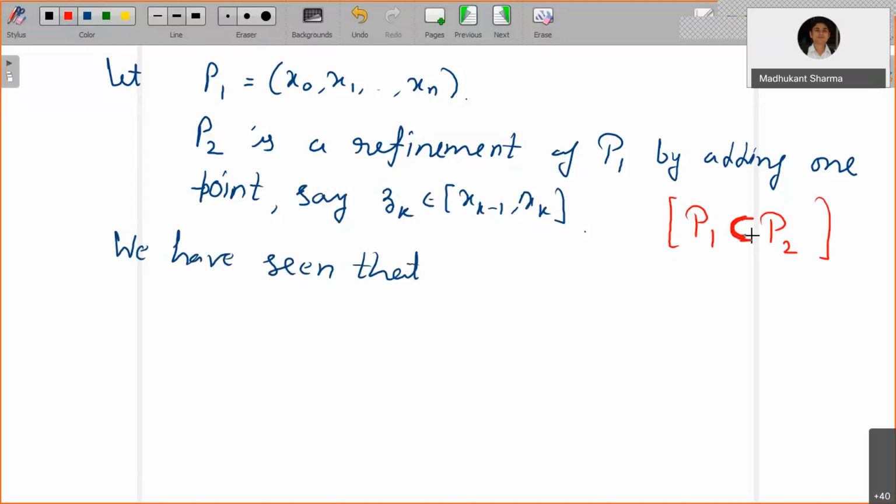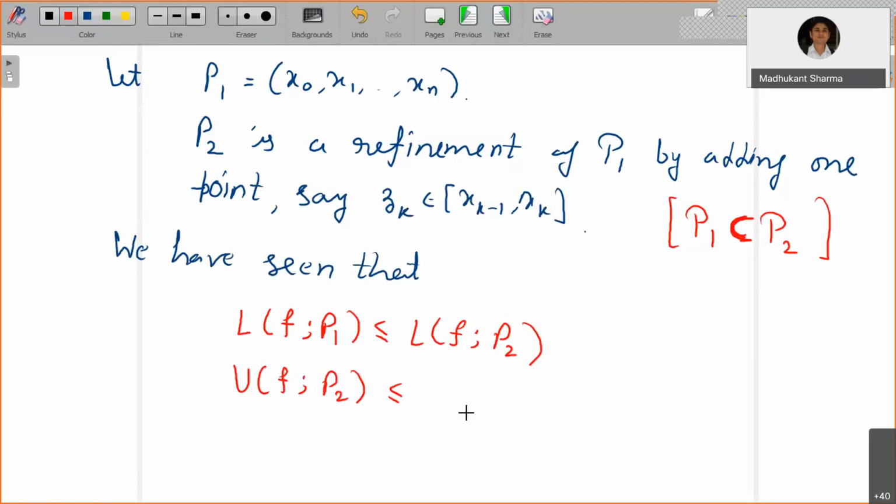Okay, right. So we have seen that once you add one more point, the lower sum will increase to L(f,P2), whereas the upper sum will decrease. So U(f,P2) is going to be less than or equal to U(f,P1).